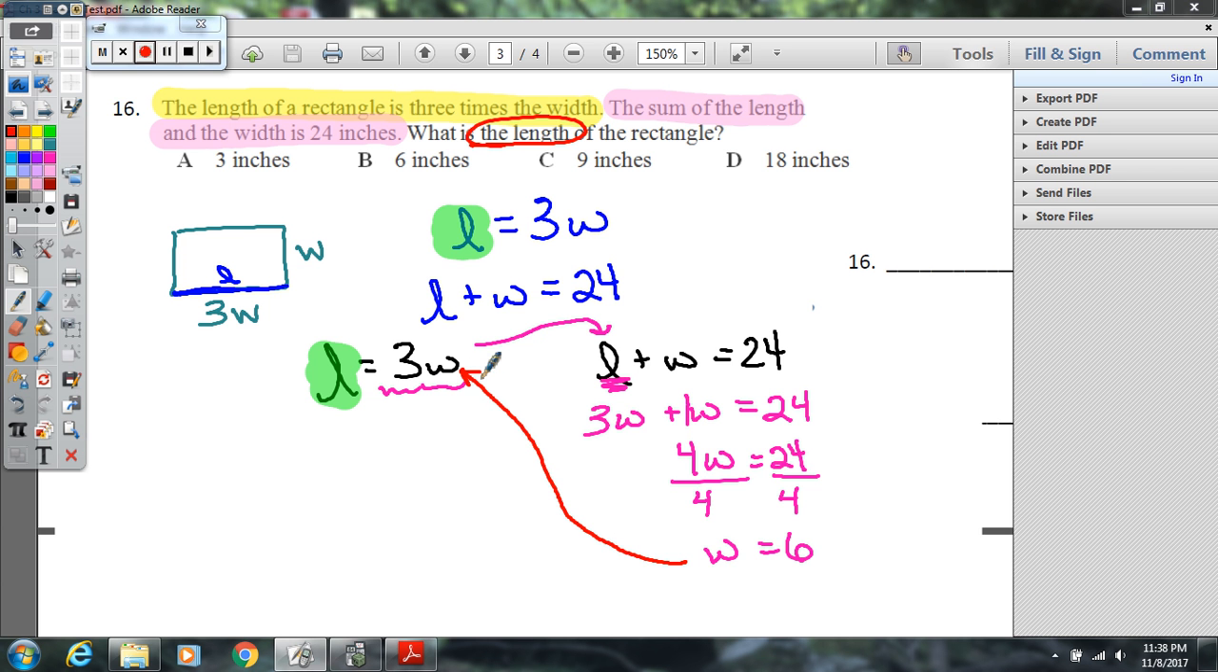I'm going to have to bring my width over to the other problem. The length is going to be 3 times W. Well, guys, W was 6. So the length is 3 times W. The length is 18. Look at your choices. Letter D is the answer.